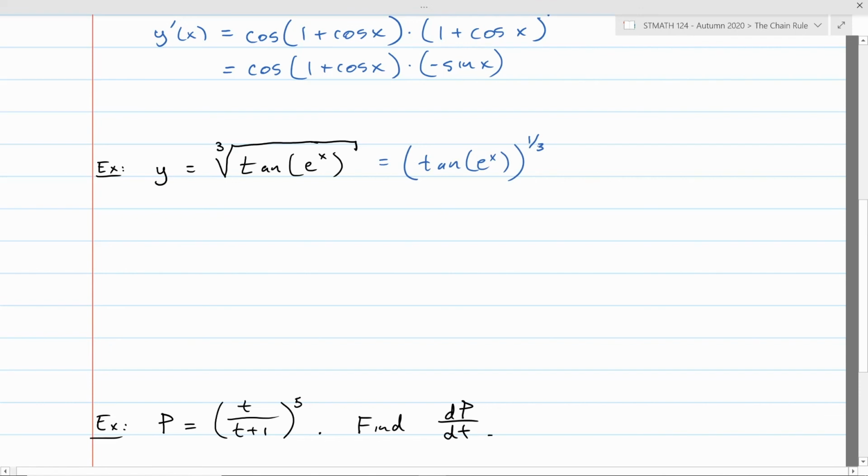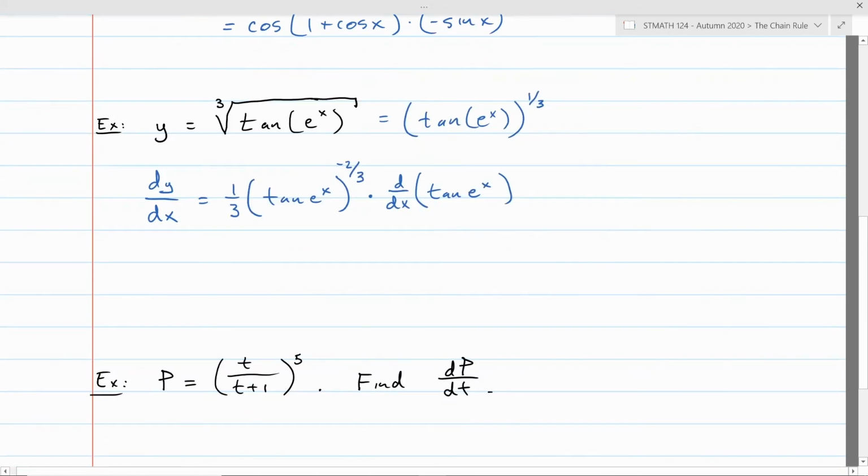So if I want to do dy dx, how do you differentiate something to the 1/3? You bring the 1/3 down, you take the something, and you reduce the exponent by 1, so you'd get negative 2/3 for the exponent after you subtract 1 from the exponent. But then you've got to take the derivative of the inside function. If you're going to take the derivative of tangent of e to the x, you see that it is itself a composition of the tangent function on the outside and e to the x on the inside, right? So that means I need to use the chain rule again.